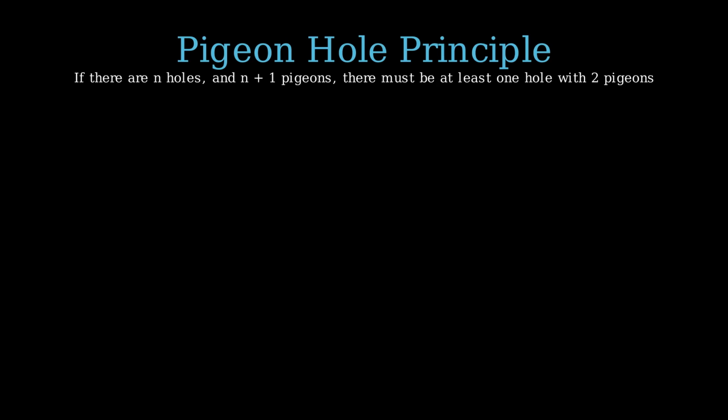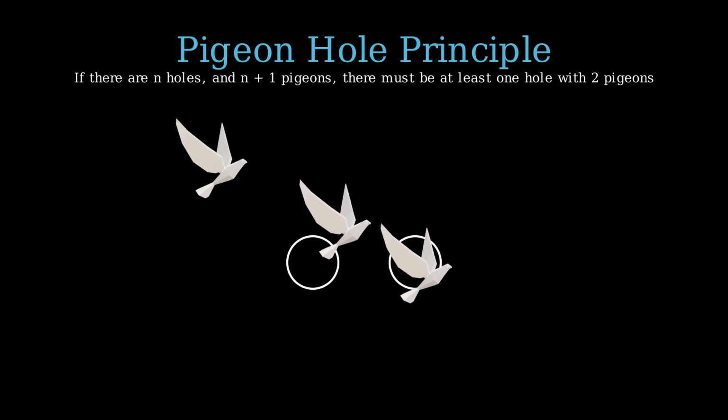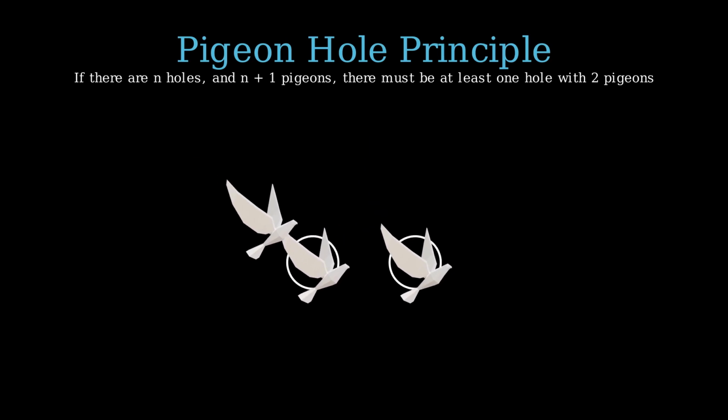Okay, so let's try to visualize this. Let's take an example where n is 2. So that means that there are 2 holes and n plus 1 is 3, so there are 3 pigeons. So if we try to put every pigeon into a hole, we can guarantee that one hole would definitely have 2 pigeons. It could be that all 3 pigeons are in one hole, but the point is that one hole would have at least 2 pigeons.